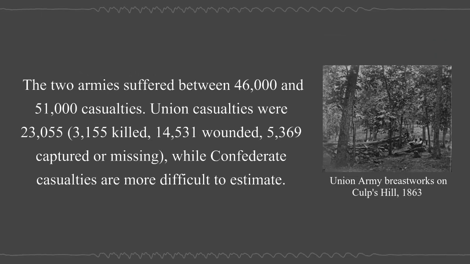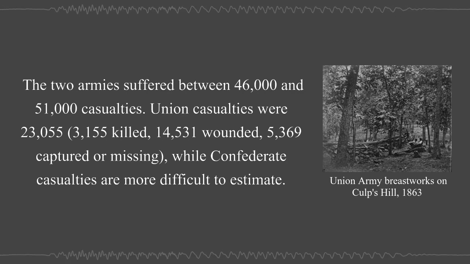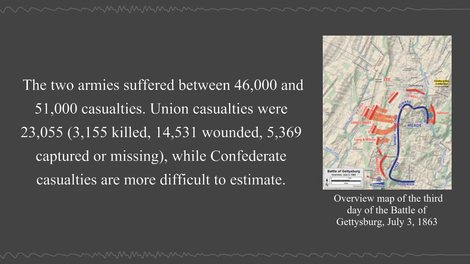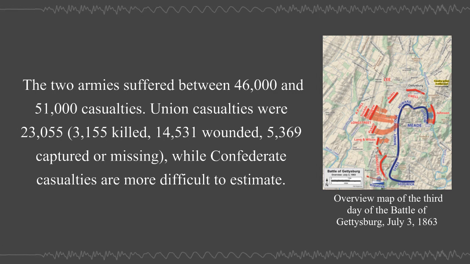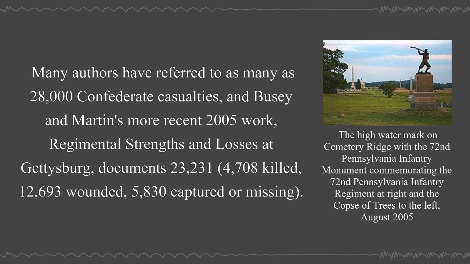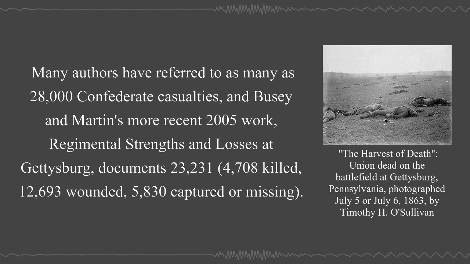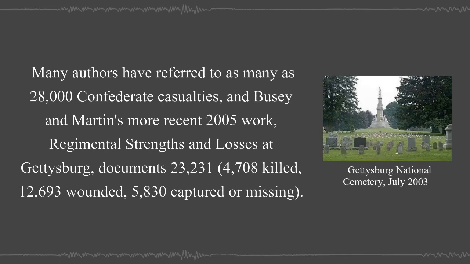The two armies suffered between 46,000 and 51,000 casualties. Union casualties were 23,055: 3,155 killed, 14,531 wounded, 5,369 captured or missing, while Confederate casualties are more difficult to estimate. Many authors have referred to as many as 28,000 Confederate casualties, and Busey and Martin's more recent 2005 work, Regimental Strengths and Losses at Gettysburg, documents 23,231: 4,708 killed, 12,693 wounded, 5,830 captured or missing.